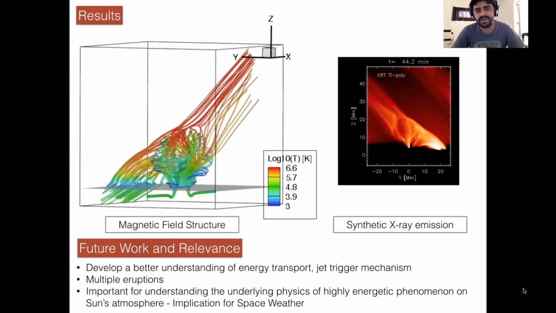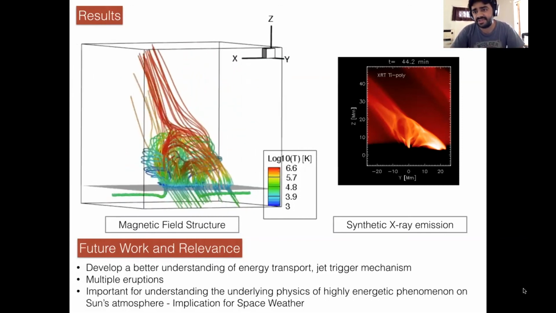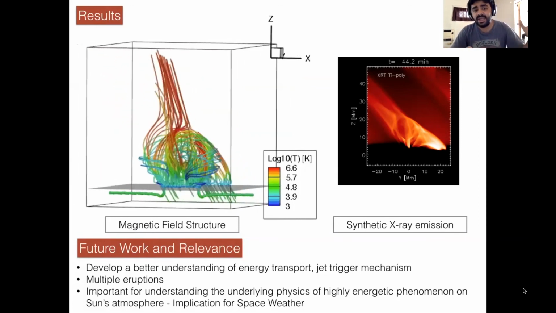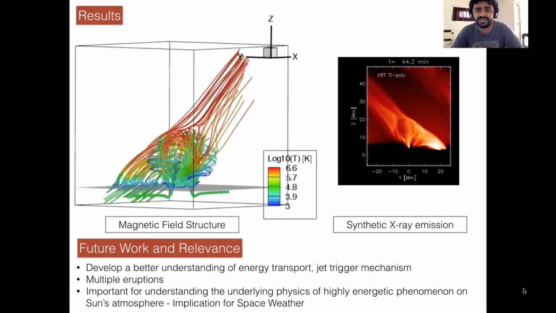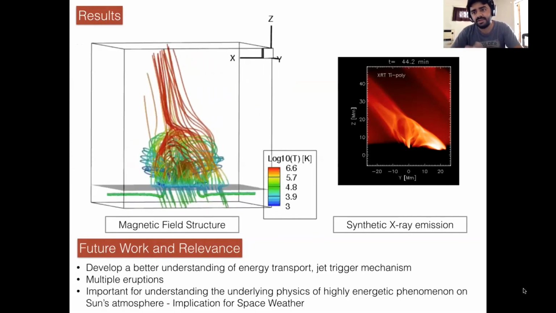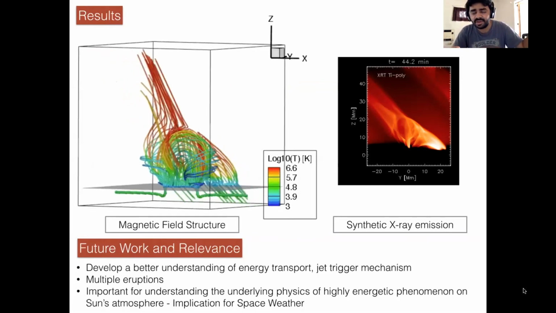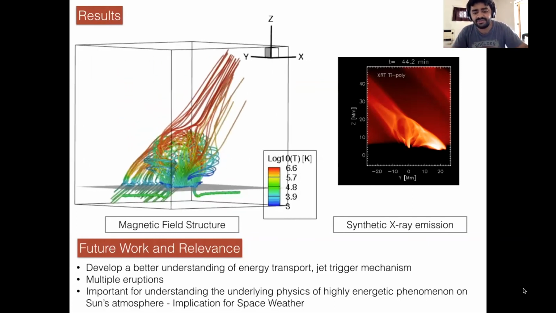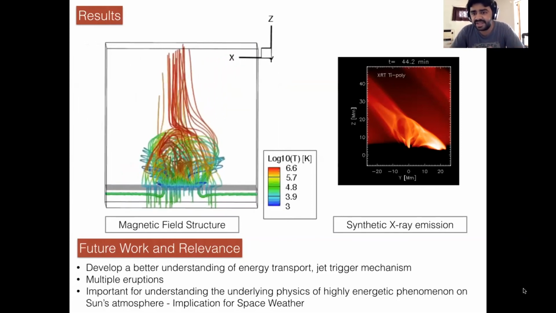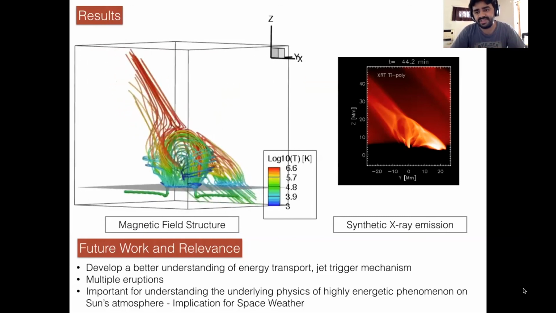Why is this work important? This work is important because, first of all, we understand the basic physics that goes on at the surface of the sun of really high energetic events, and also this has implications in our understanding of space weather. Space weather is basically the field that talks about how these high energetic phenomena on the surface of the sun affect us on Earth. The second image is the synthetic X-ray emission that we get out of these simulations.